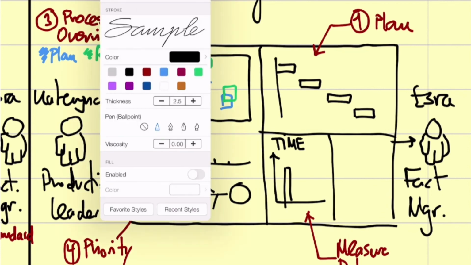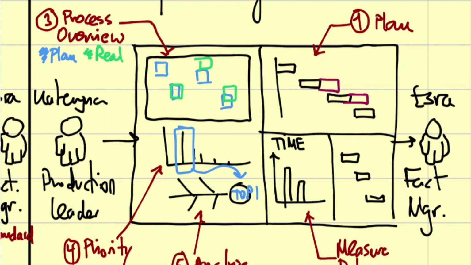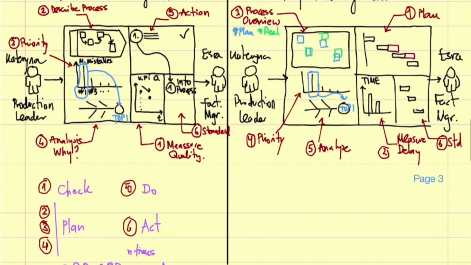Then the next step, after the prioritization, is to analyze the top one priority, why we are delayed. So we only analyze one. Once we have analyzed, we introduce new actions to our plan that are going to help us get better. And then we measure our delay again. And we repeat this until we get to a project standard. So this was number two. This is number six, standard. So that we have the same logic.